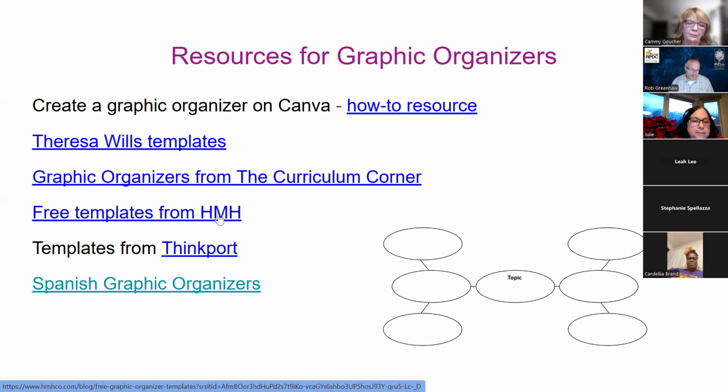HMH is Houghton Mifflin Harcourt, and they have some templates. I feel like most teachers are not hurting for graphic organizers, but if you want to check out some new ones, you might explore those resources.